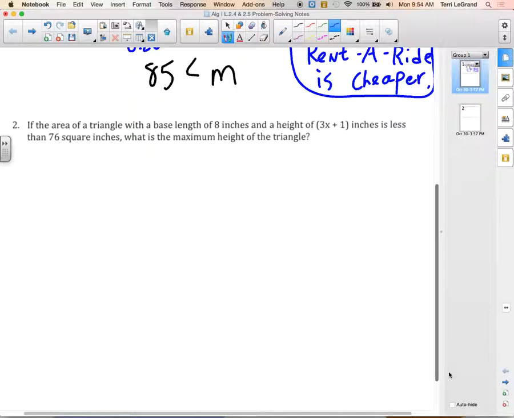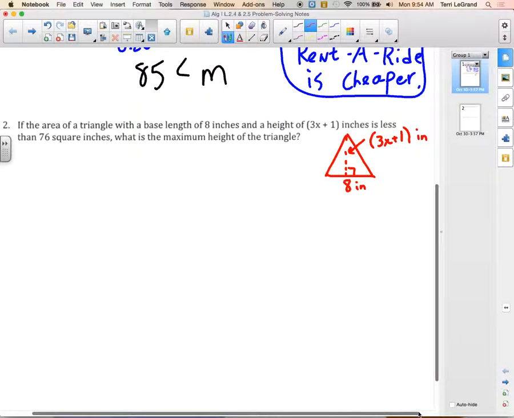I'm thinking a good way to start this might be just to draw our triangle. Just draw a random triangle and show those dimensions on it. So it has a base length of 8 inches, and a height is always a perpendicular height from the vertex at the top there to the base. So that height is the 3x plus 1, and those two are inches, and we want to put that 3x plus 1 in parentheses.